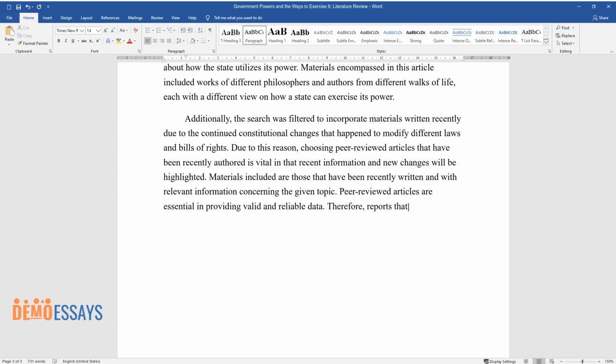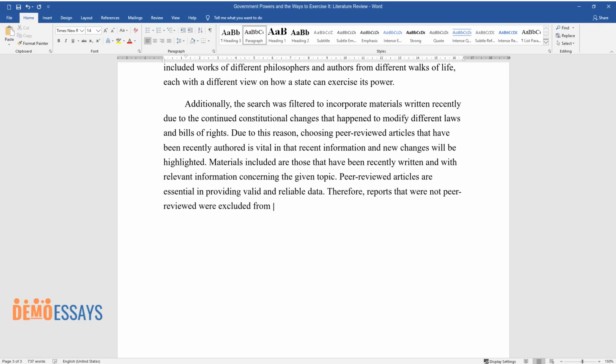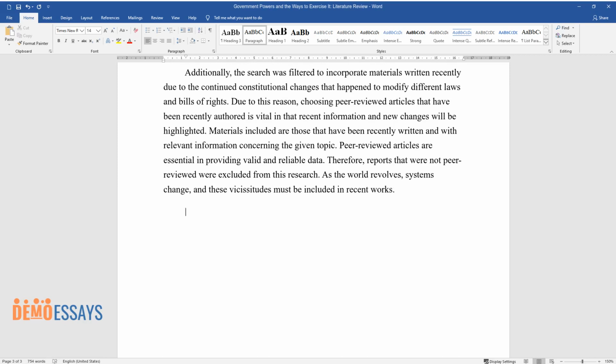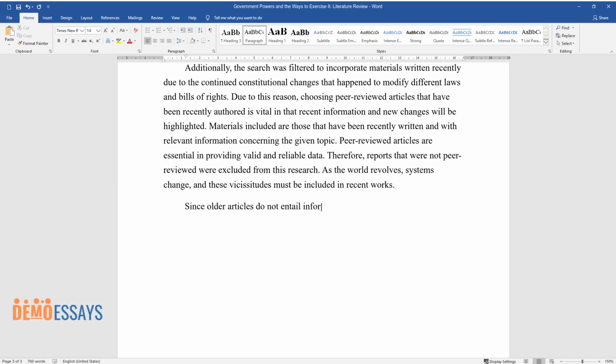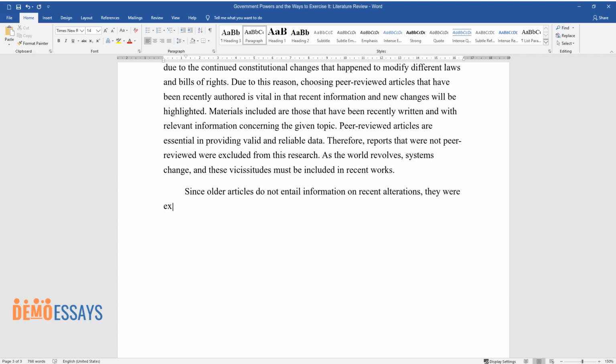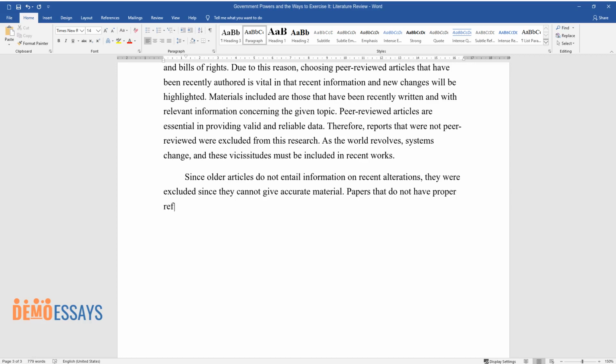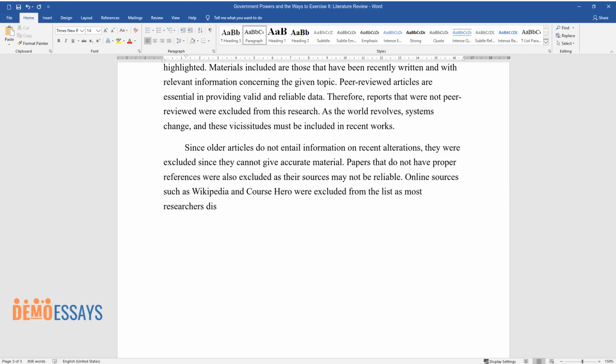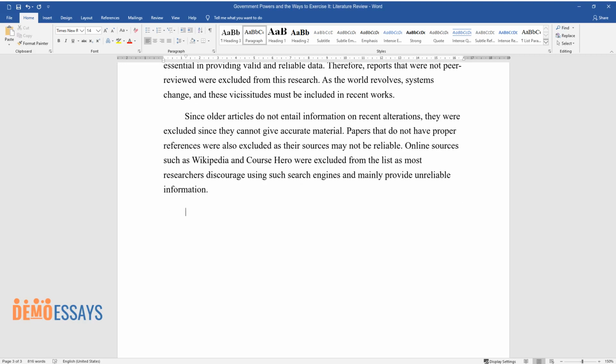Therefore, reports that were not peer-reviewed were excluded from this research. As the world revolves, systems change, and these vicissitudes must be included in recent works. Since older articles do not entail information on recent alterations, they were excluded since they cannot give accurate material. Papers that do not have proper references were also excluded as their sources may not be reliable. Online sources such as Wikipedia and CourseHero were excluded from the list as most researchers discourage using such search engines and mainly provide unreliable information.